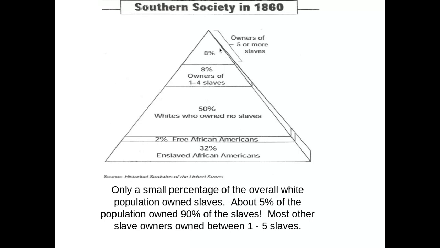16% owned at least one, 8% owned 5 or more, and then if you were to cut a little sliver off at the top here, the 1%, they were the ones that really owned most of the slaves, 50 or more. In some cases, a couple of hundred slaves might be owned, but they were expensive, which means that if you owned slaves, you were considered very wealthy.